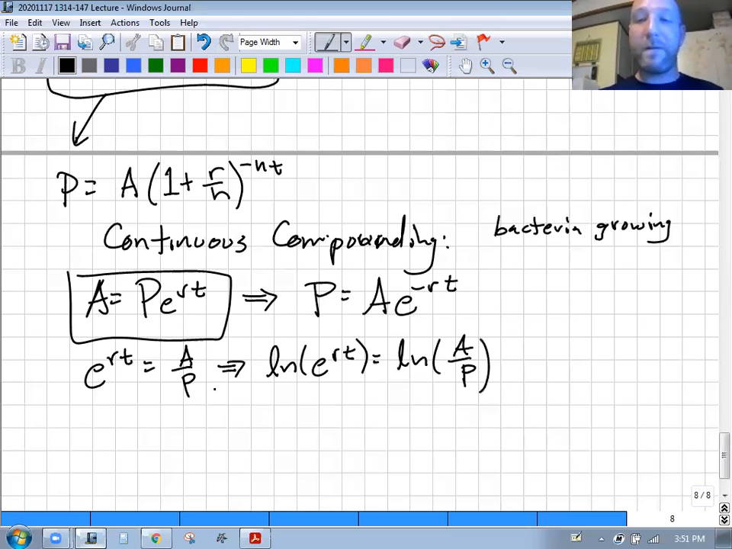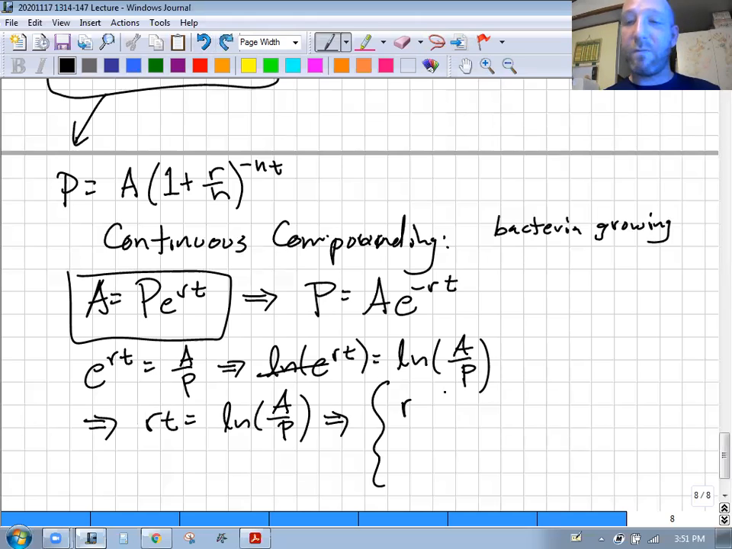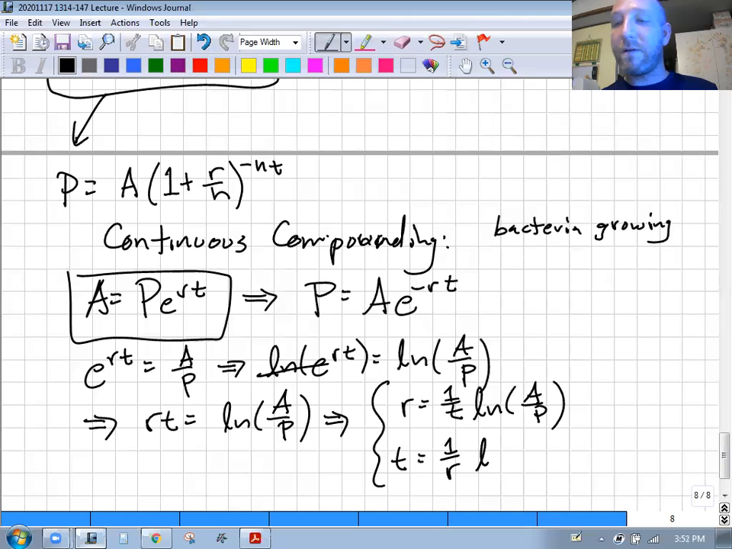Natural log of e squared, that goes away. So if you want the rate, divide by the time: 1 over T, natural log of A over P. But if you want the time, you divide by the rate: 1 over R, natural log of A over P.